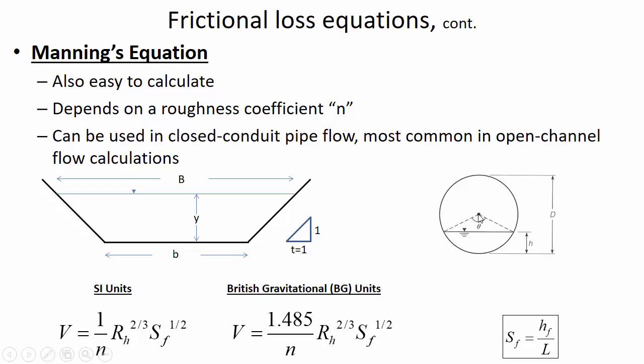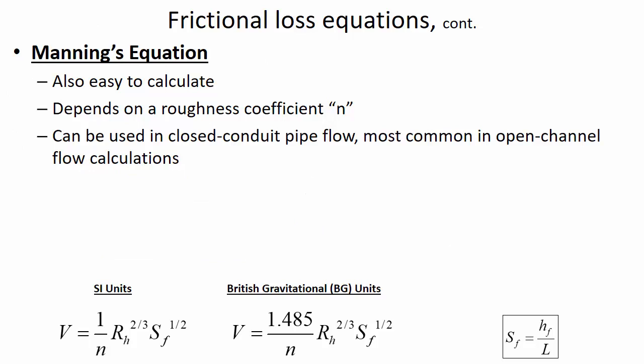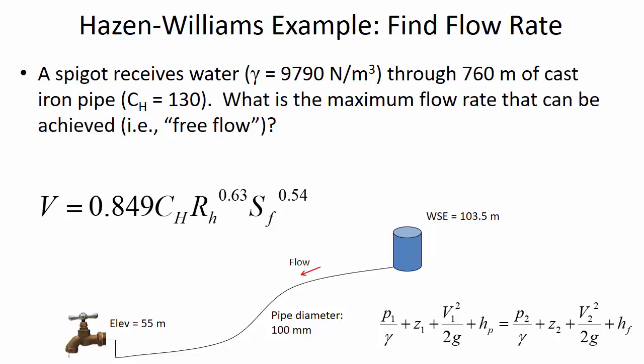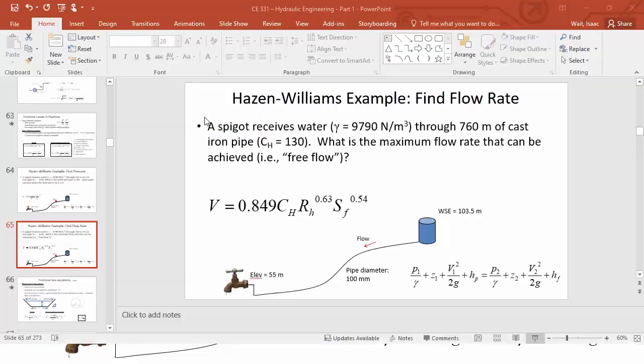But for now, since we're talking about different empirical friction loss equations, I wanted to draw your attention to there is something called Manning's equation, and we are later in the semester going to be using this instead of Hazen-Williams or Darcy-Weisbach. Hazen-Williams and Darcy-Weisbach really are limited to closed conduit flow.